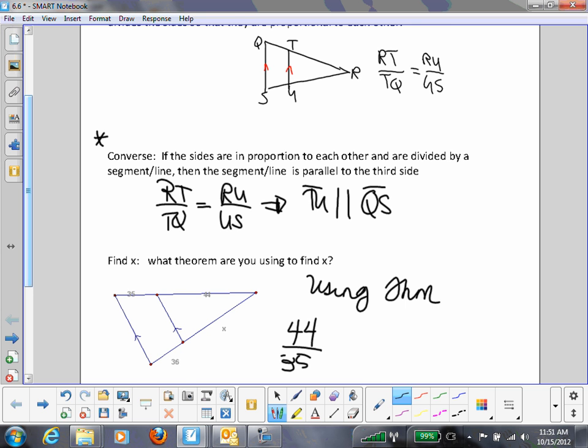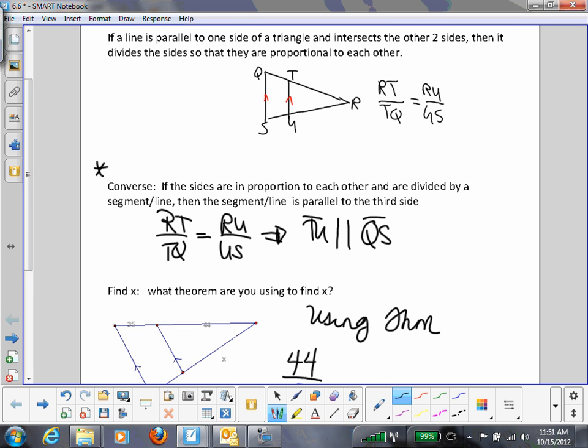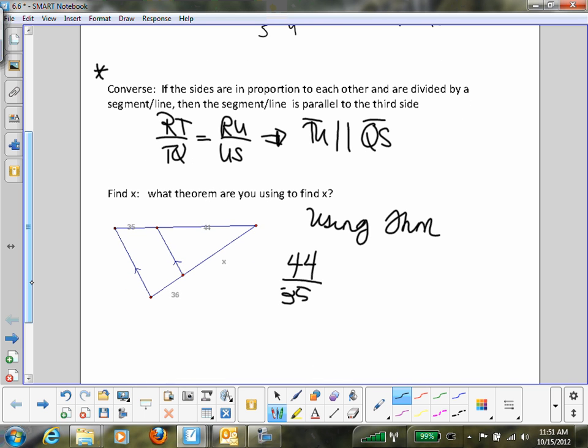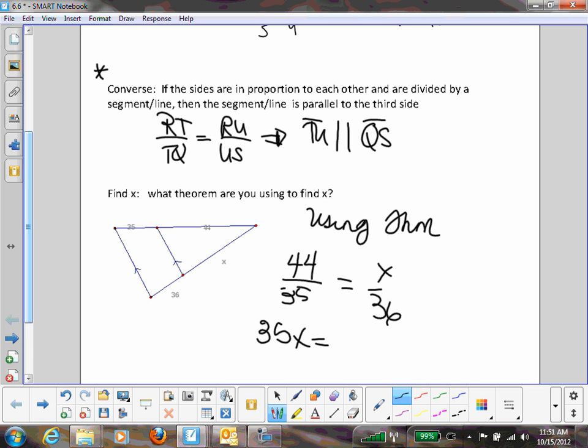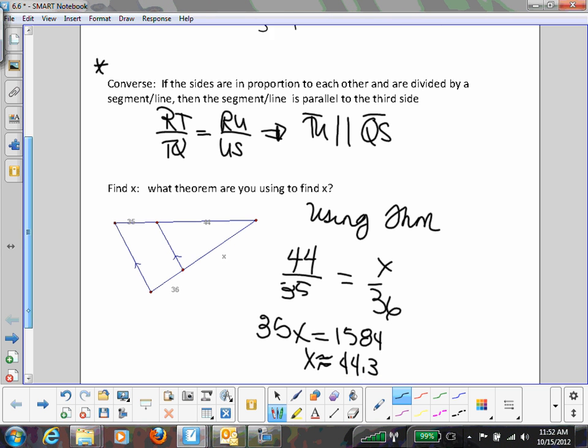Okay? Look, up here it says RT is to TQ. Sides, one segment over the other segment. And that's going to equal then what? X over 36. So 35x equals, what's 44 times 36? Okay, and divide that by 35, and what is x? Does it come out evenly? So we're going to say approximately. Okay, it's an approximate.